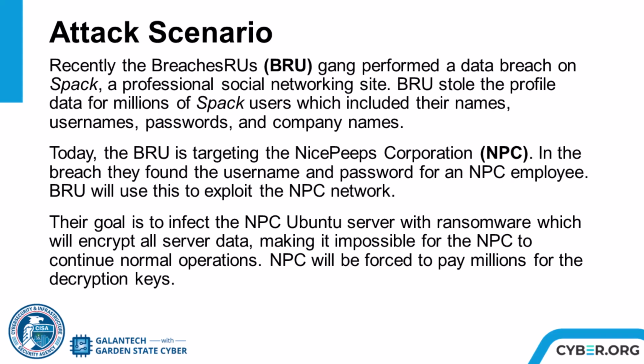Today, the BRU is targeting the Nice Peeps Corporation, NPC. In the breach, they found the username and password for an NPC employee. BRU will use this to exploit the NPC network. An NPC employee, Goofy, had a SPAC account, so that means BRU has his password, username, and company name.